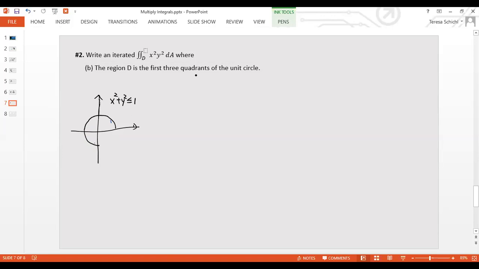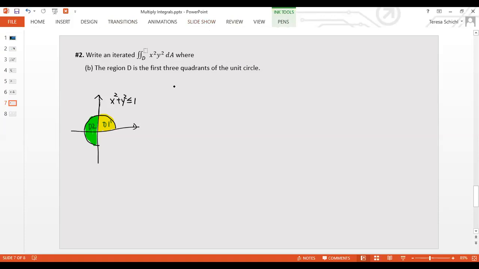Okay, so now let's color code that. This little region, the first quadrant here, let me color code with yellow. And this half circle here, let me color code with green. This one I code as D1, and this one I code as D2. So let's take a look at D1 and write it out. After you write it out, you will be able to take the integration quite easily, all right?